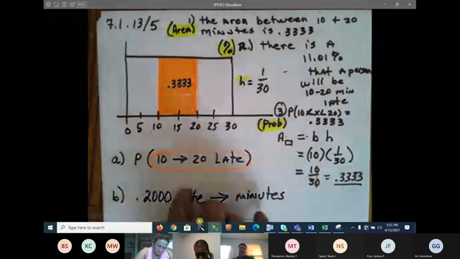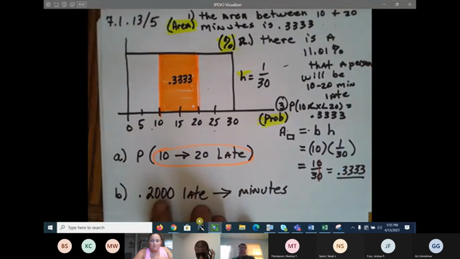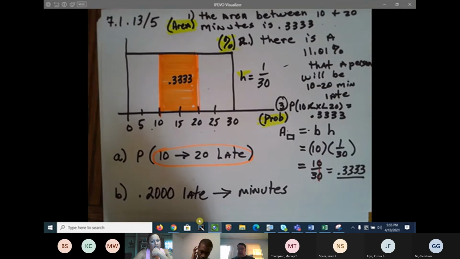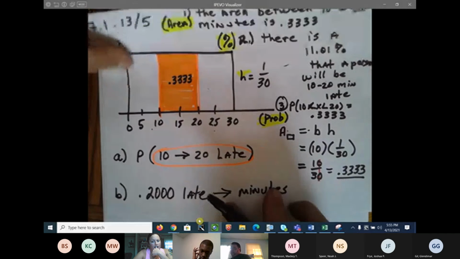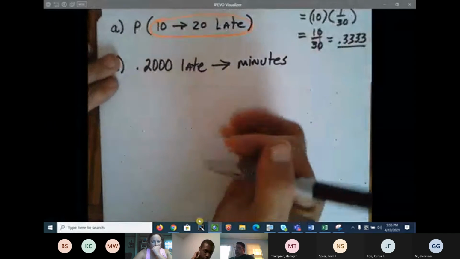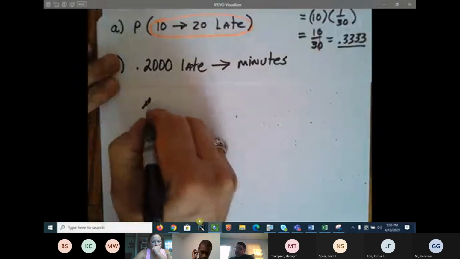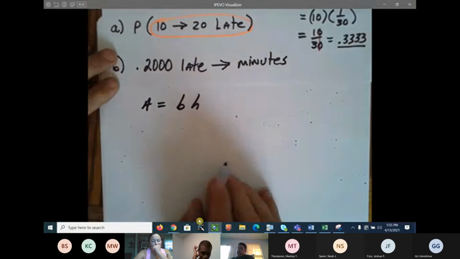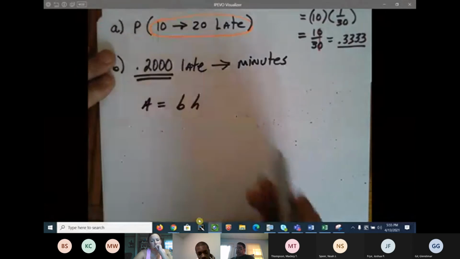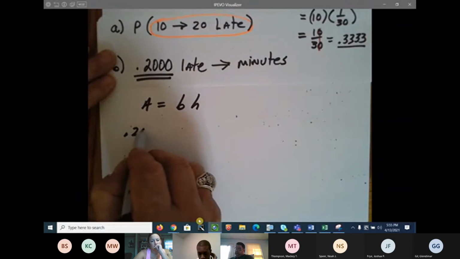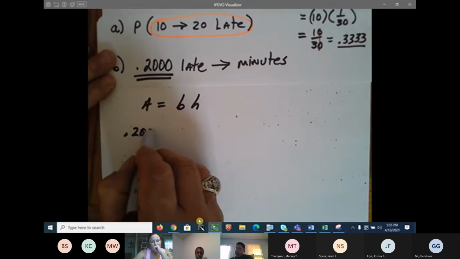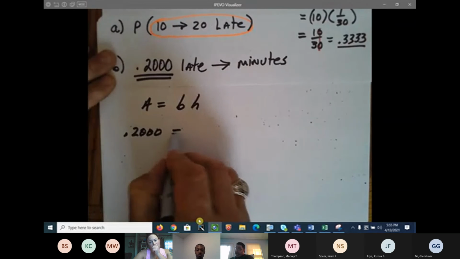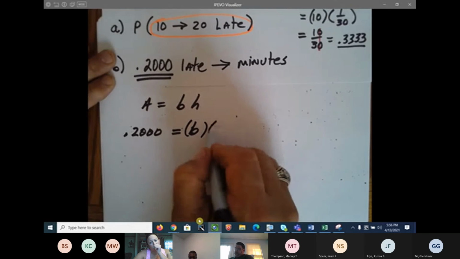The second question says, B, you've got a 0.2000 probability that you're going to be late. What does that mean in minutes? Well, we know that area, I'm going to go to the next page here, we know that area is equal to base times height. We know that this is area because it's 4 decimal places. And the height is 1/30.